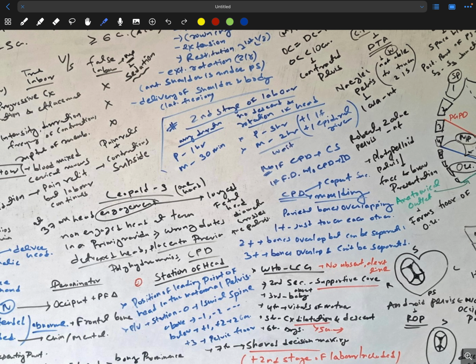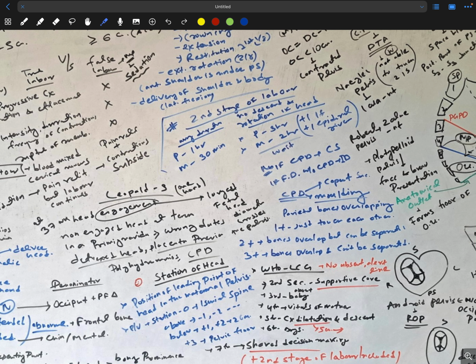But in case of face presentation, when the face is the presenting part, what happens here? Now the face bones will not overlap with each other. So in vertex presentation it was taking less time to deliver, but in face presentation it will take more time to deliver, because these bones are not going to overlap over each other.